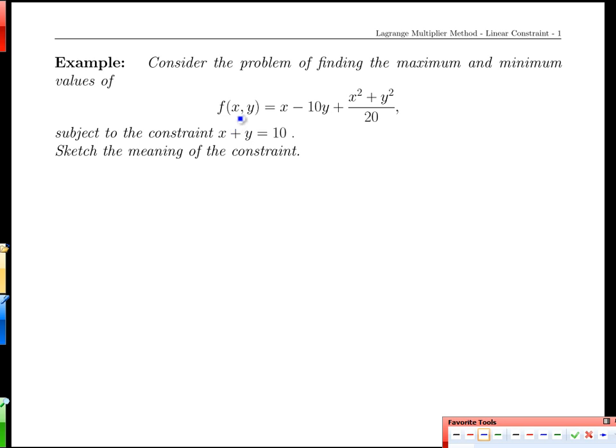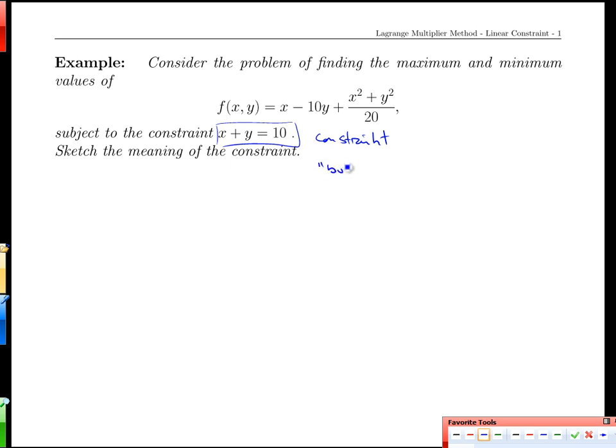We now consider an optimization problem where we're given a surface defined by f of x, y as x minus 10y plus a circular type value, x squared plus y squared over 20. And unlike our earlier examples where we would simply look for the optimum values of this function by itself, we're going to limit ourselves to values of x and y that satisfy x plus y equals 10.